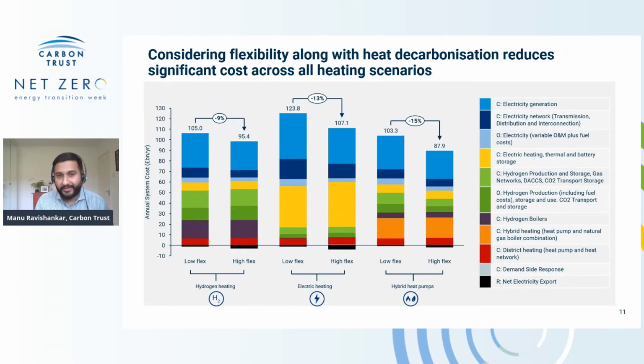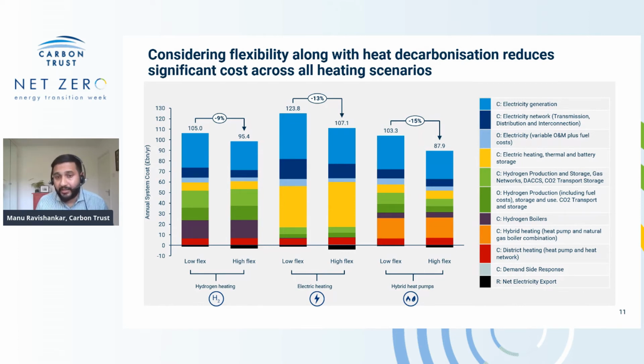Now, what we see here is essentially a summary of the whole system cost difference across the three core heating scenarios with and without the consideration of flexibility. And what we see here is the translation of the reduced need for the generation and the distribution networks that we saw in the last few slides, turning into annual cost savings in 2050. Thus, considering flexibility together with heat decarbonization allows us to take much more effective decisions on the energy system, saving us between, on the lower end, about 9.6 billion pounds per year in the hydrogen heating scenario, to the upper end, which is 16.7 billion pounds per year in the electric heating scenario.